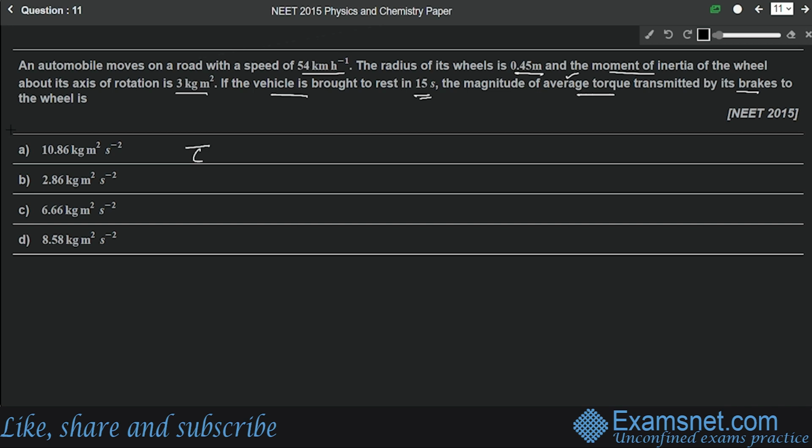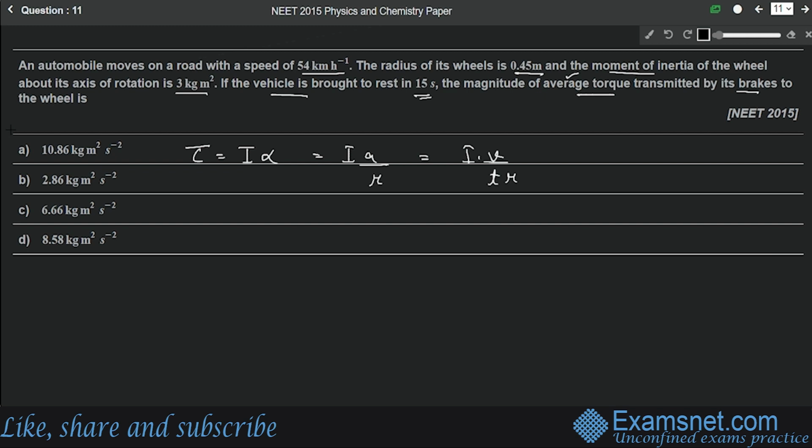We know that the torque is equal to I into alpha. I is the moment of inertia, alpha is the angular acceleration, and alpha is equal to a by R. So I into a by R, where a is the linear acceleration, and a is also equal to velocity by time. So it can be written as I into V by T into R. This will be the magnitude of average torque.